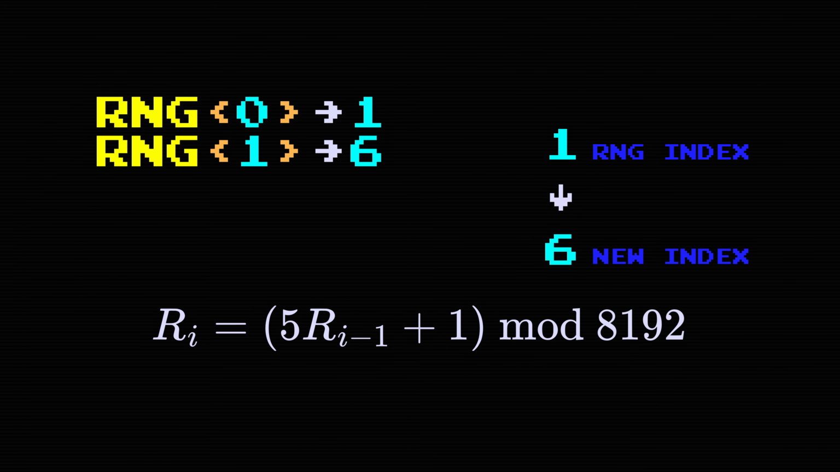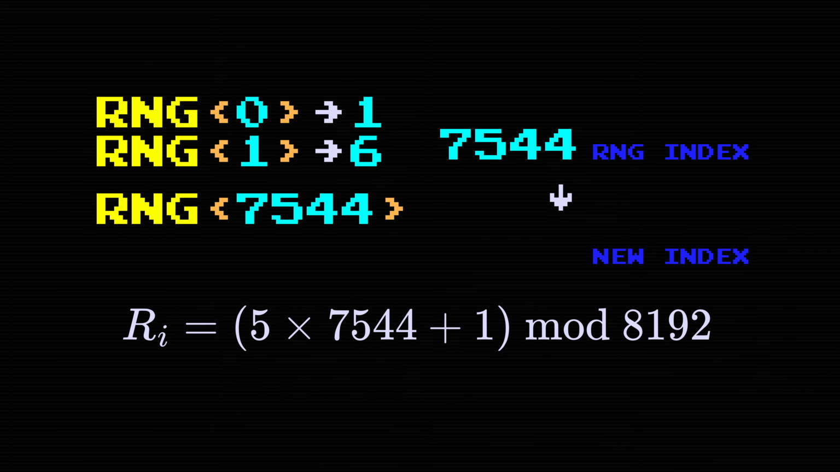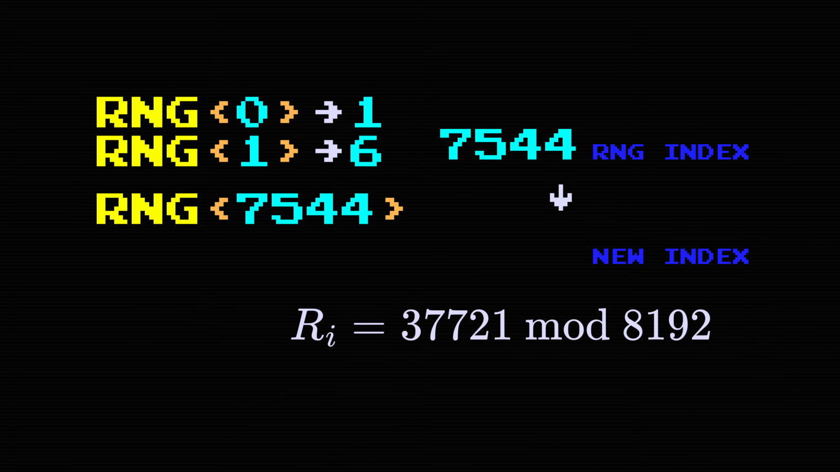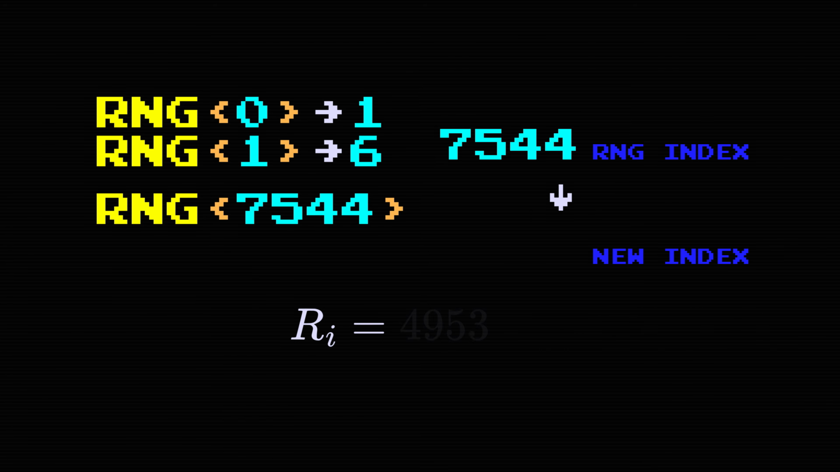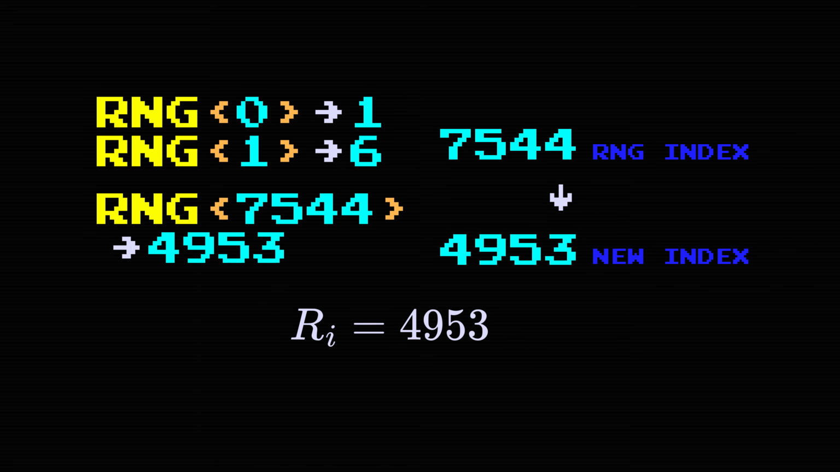For example, the 8th RNG index is 7,544. If we multiply that by 5 and add 1, we get 37,721. Divide that by 8192 to get 4 with a remainder of 4953. So the 9th RNG index is 4,953.